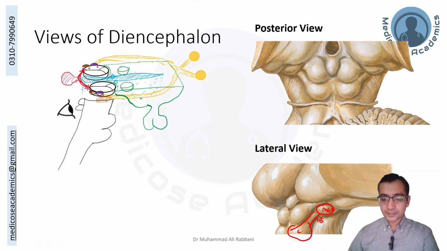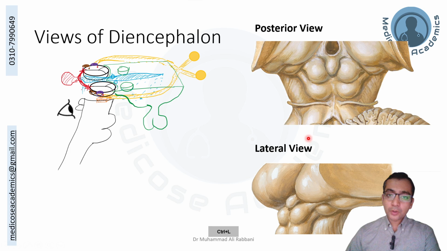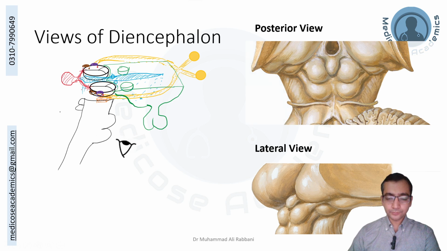So these are the structures that I wanted to highlight. Okay. Other things more or less are the same. The two colliculi you have already seen. This is the pineal gland, that is the posterior end of the thalamus, and all of this is thalamus. We will see further as we go on.